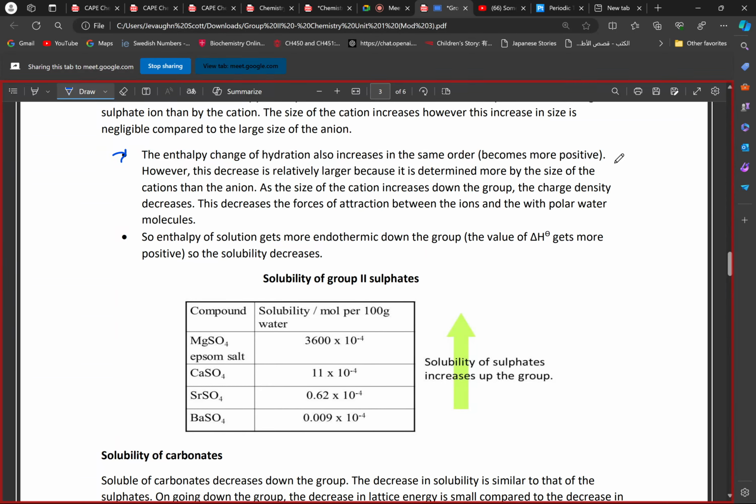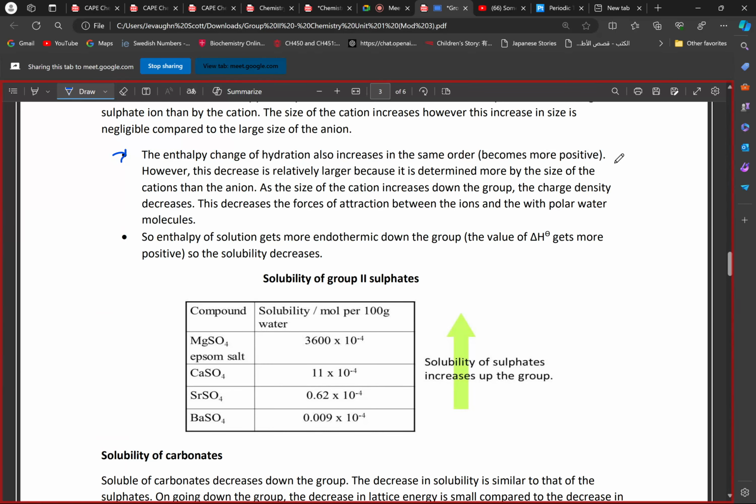So as the size of the cation increases going down the group, the charge density decreases, and this decreases the force of attraction between the ions and the polar water molecules, right? The charge density is decreasing as we go down the group, because the larger the ion, the smaller the charge density in this case. Charge density can define how much electrostatic attraction we have between the anion and the cation. So if our charge density decreases, our force of attraction will decrease, right?